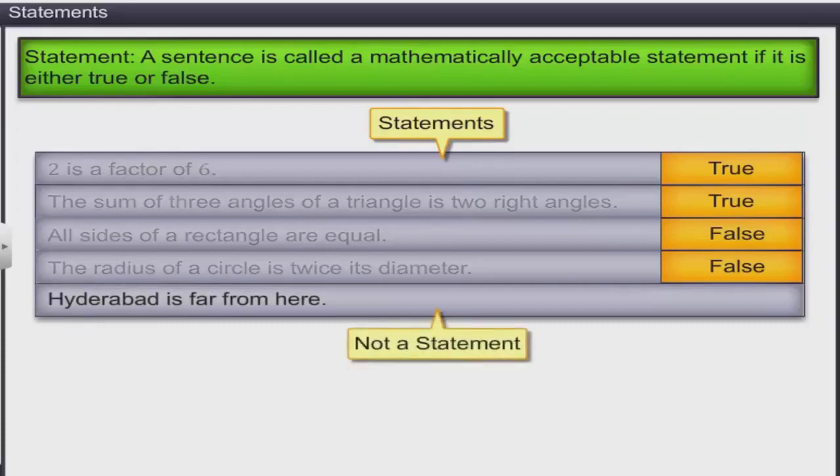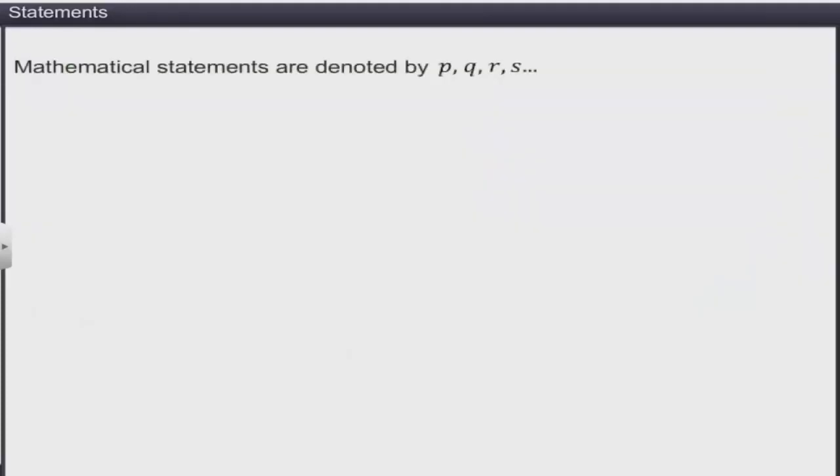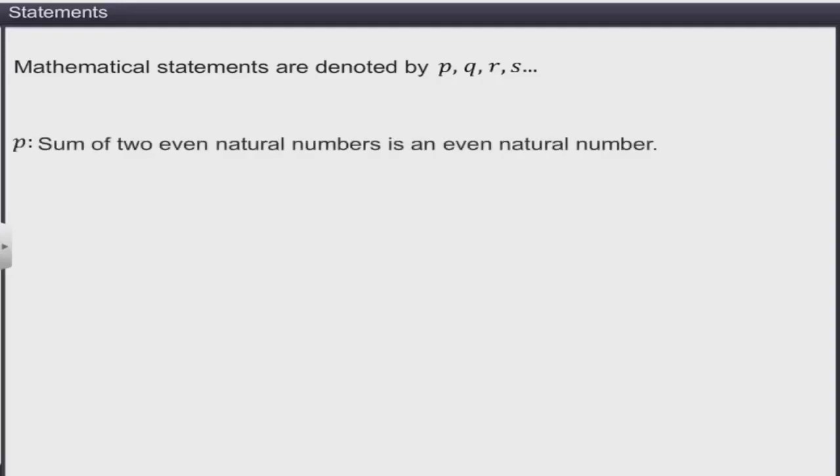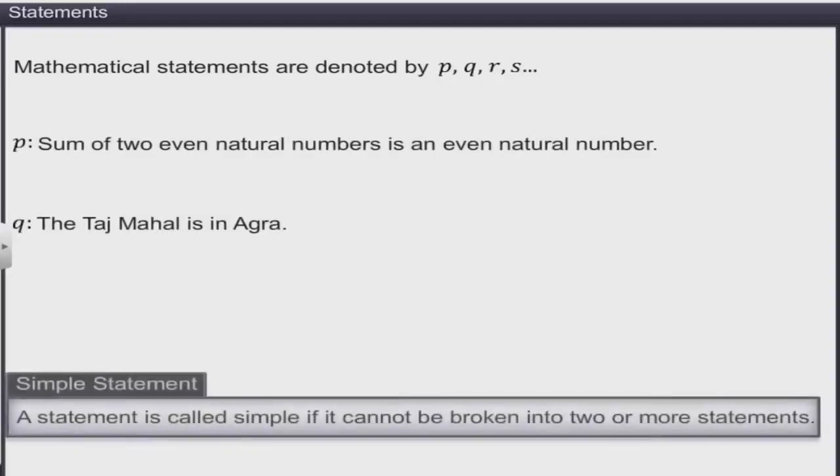Usually, mathematical statements are denoted by letters like P, Q, R, S, and so on. The statements that you saw here are very short and cannot be broken into smaller statements. These are called simple statements.